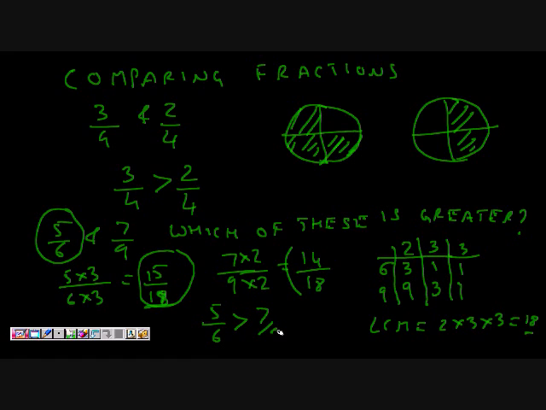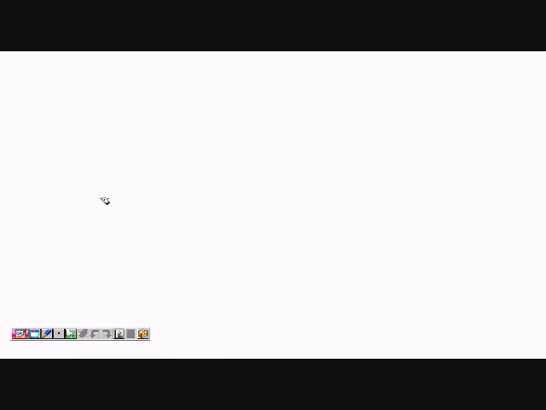So using the LCM, we just converted the fractions to the same denominator and then compared the numerators. So 15 by 18 is greater than 14 by 18, and that's why 5 by 6 is greater than 7 by 9. Let's take one more example. Suppose you're given 6 by 11 and 7 by 13. Which is greater?